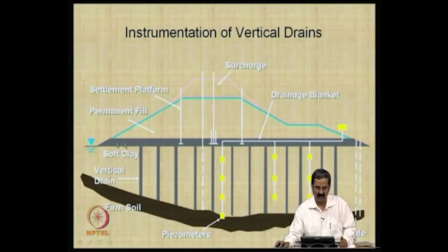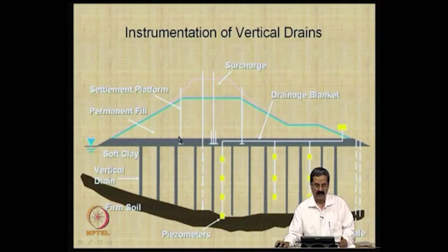Here you see what are called settlement platforms. You have to see how the whole embankment is settling. You have 1, 2, 3 settlement platforms that have been installed in the drainage blanket, as we call it. It is very clear, and they are on either side of the center line. You have these settlement gauges clearly.